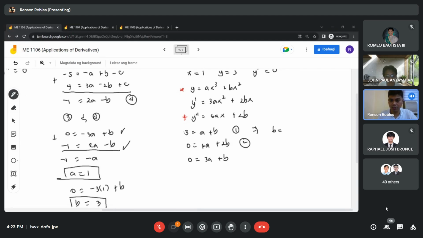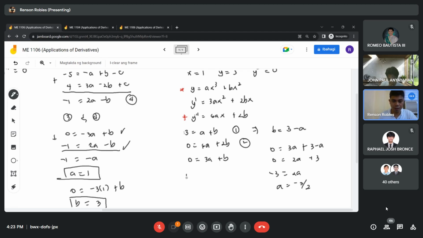equals, okay? So, 3, then transpose A to the other side, and then substitute it here. 0, 3A plus B. Then 0, then 3A minus A is 2A plus 3. Then transpose it to the other side. We have A is negative 3 halves.